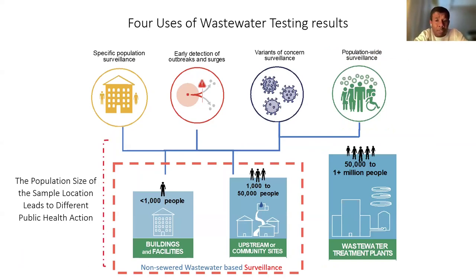I think in the previous presentations, all the speakers resonate this message: what's the use of the wastewater testing results. And I think it's very clear that we can get valuable information from wastewater testing, but when it comes to non-sewer wastewater surveillance, we can still specify the population surveillance, we can detect outbreaks and surges and variants of concern early, and do population-wide surveillance. So it's still valuable compared to wastewater treatment plant-based surveillance.